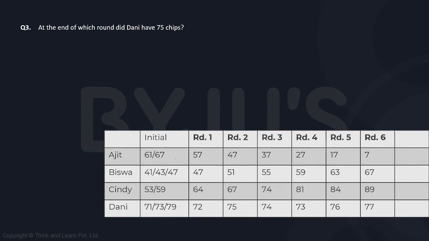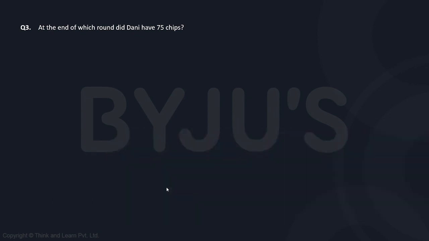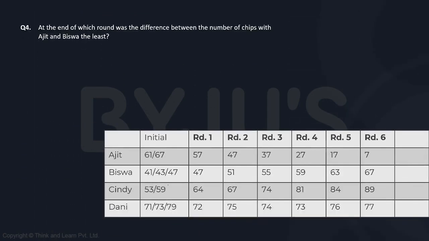At the end of which round did Danny have 75 chips? So Danny has 75 chips at the end of round 2 here, as you all can see. So therefore my answer is round 2. Let's come to question number 4. At the end of which round was the difference between the number of chips with Ajit and Biswa the least? The difference here is 10, the difference here is 4, the difference here is 18. Now it is always increasing. So therefore it is the least here. So my answer is at the end of round 2.